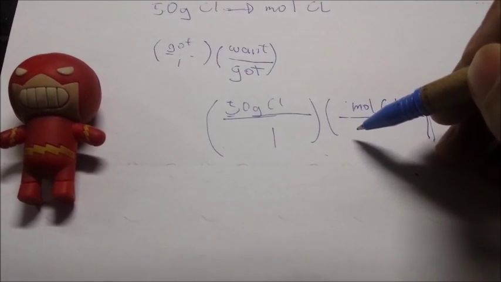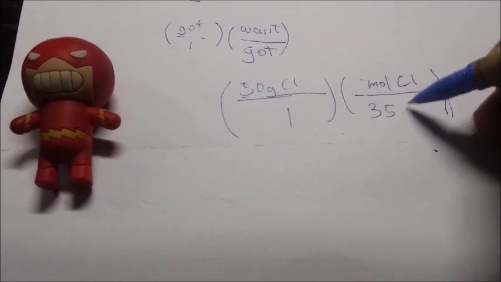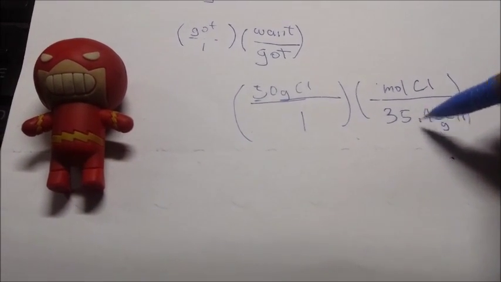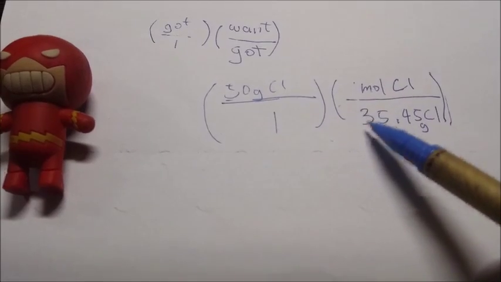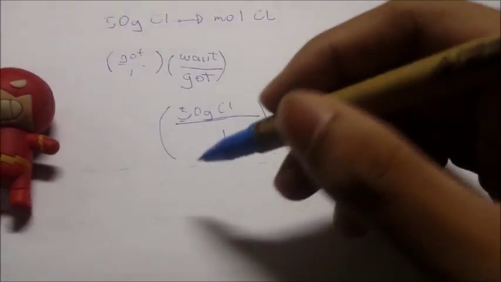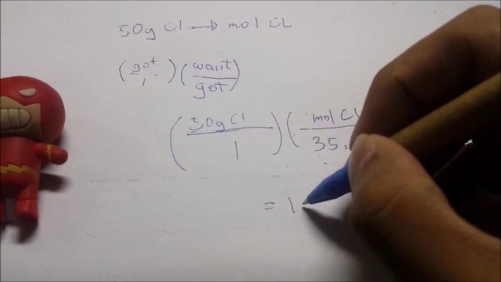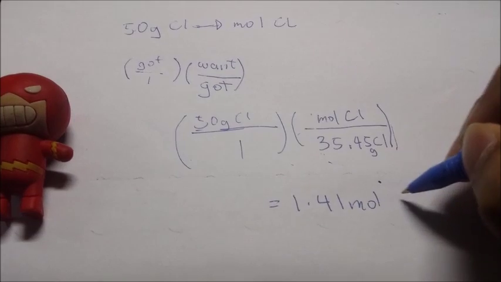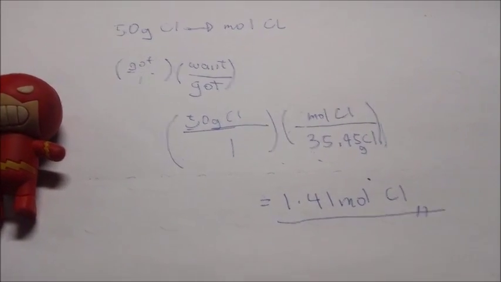So let's get that. Let me check the periodic table. It's going to be 35.45. This number right here is basically the molar mass of chlorine, and that's given in your periodic table. When you input this in your calculator, you're going to have 1.41 moles of chlorine. There you have it. Pretty simple, right?